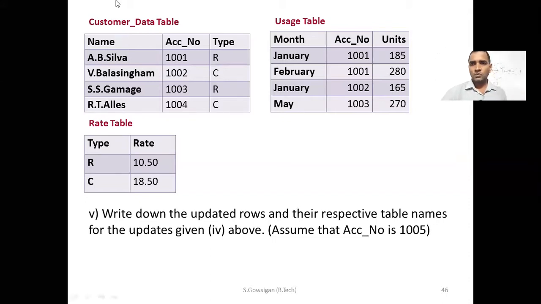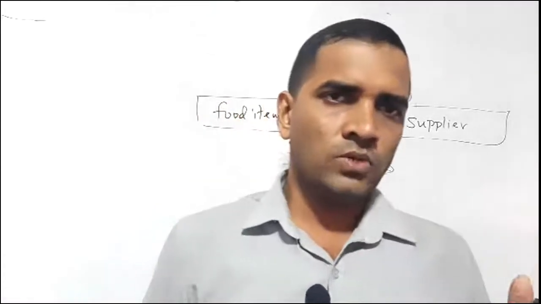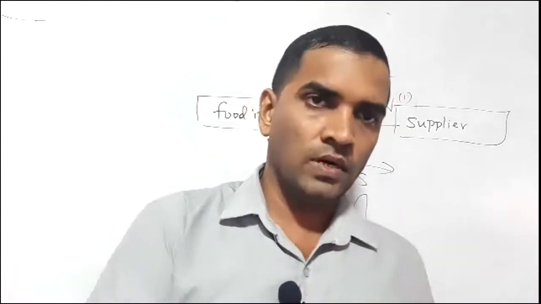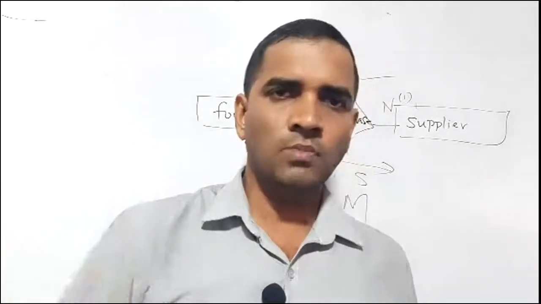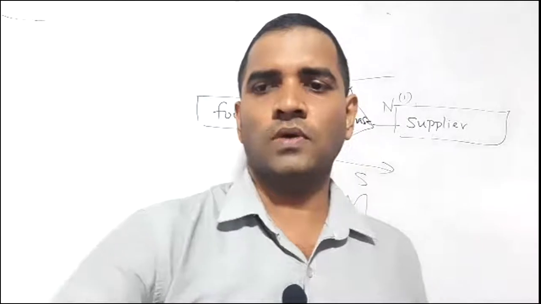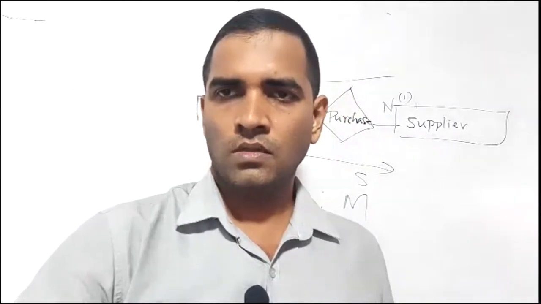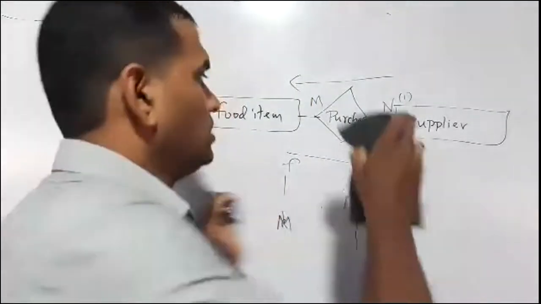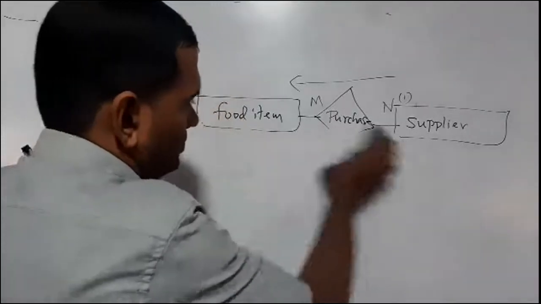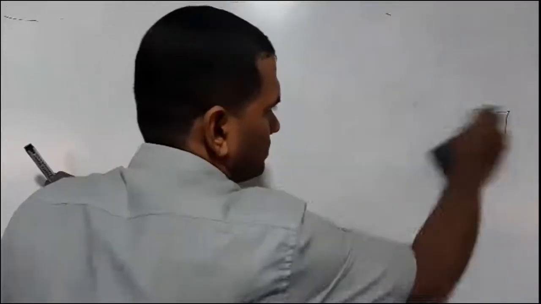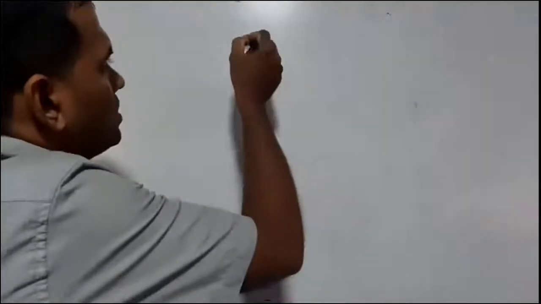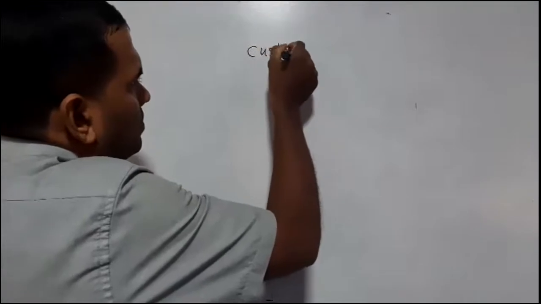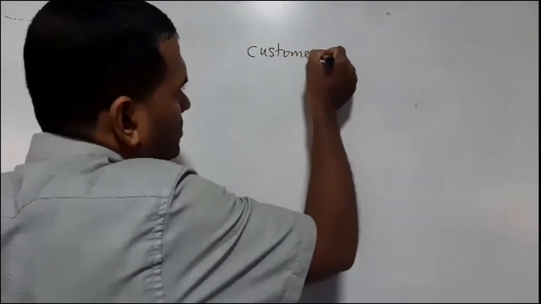Let me explain. What is the question? ABC Navas has used 120 units for April. His number is 1005. So we have an updation in the customer data table and the usage table. So let's write the table name, customer data table. Customer, put the underscore, data table.